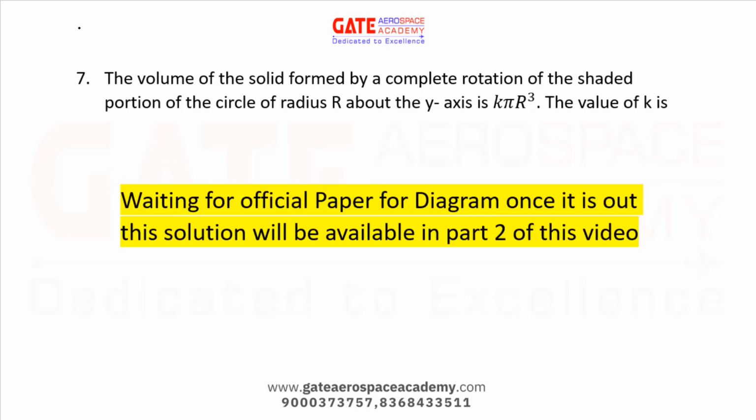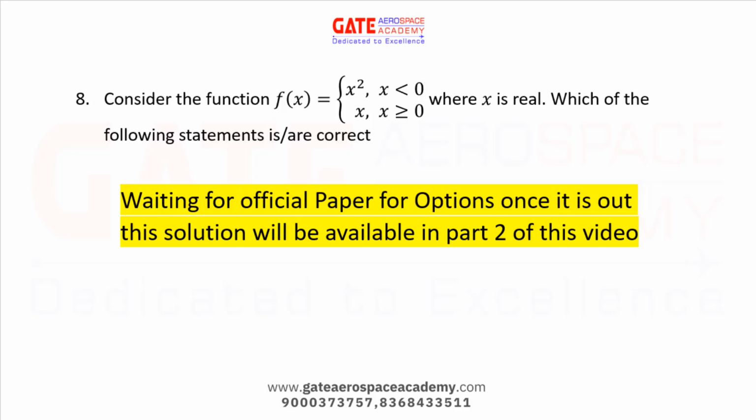See, this is also a 2-mark question, and for this question we need the diagram. Till now, we are waiting for the official paper for this diagram. Once the diagram is out, we will come up with part 2 of this video, in which we will solve this question. And we have the last question. So total 8 questions are asked. Okay. So you can see that this is a basic question. Okay. I think it is an MSQ question. Okay. So once the options are out, we will come up with these 2 questions in part 2.